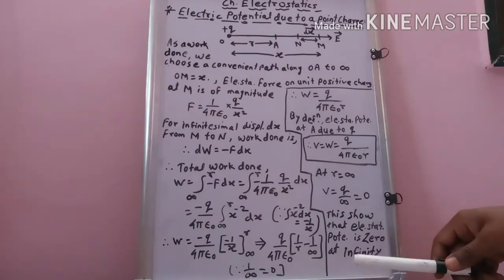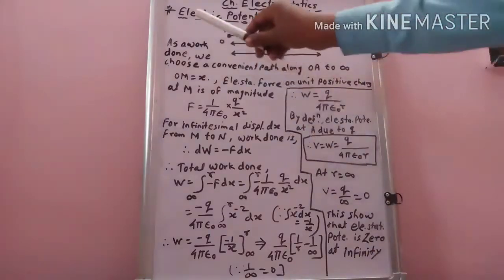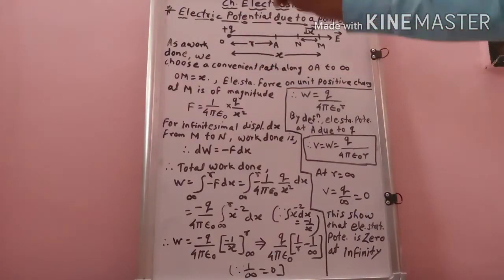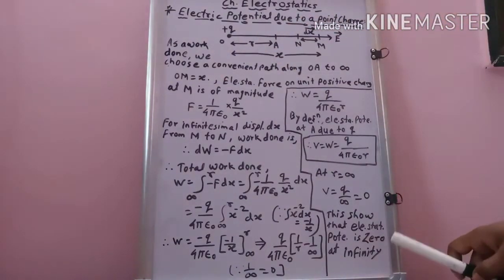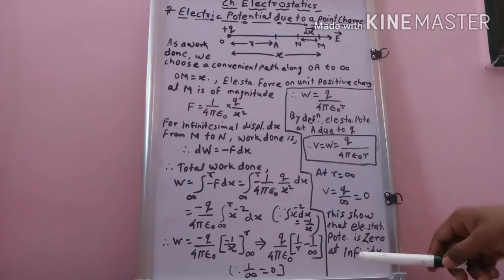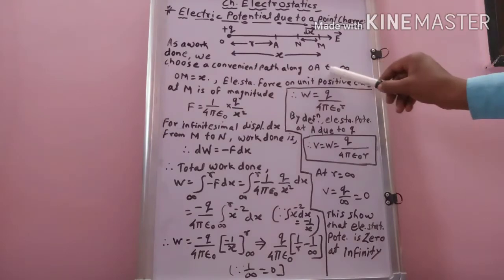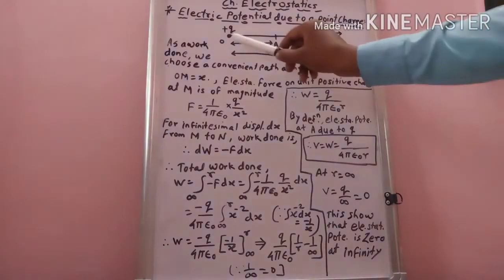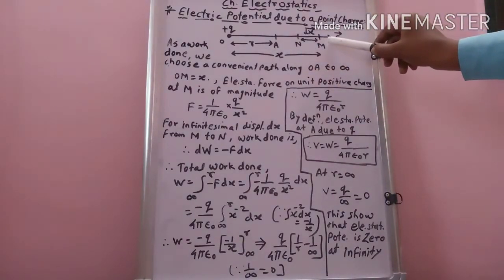As seen above, the electric potential at a point A is the amount of work done per unit positive charge displaced from infinity to point A. We choose a convenient path for the work done, along OA to infinity.